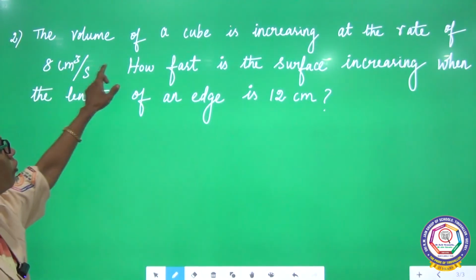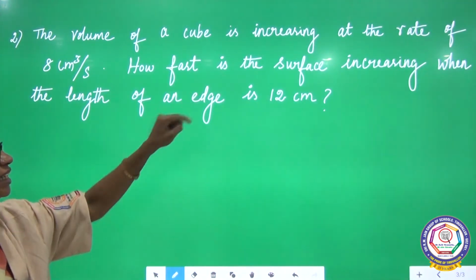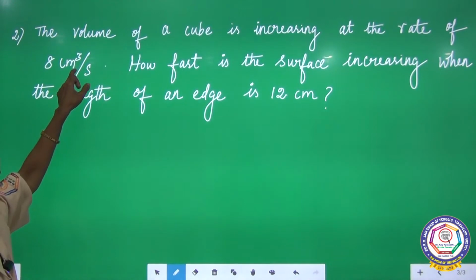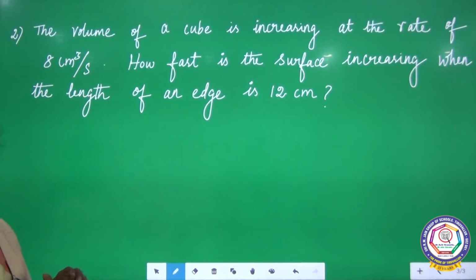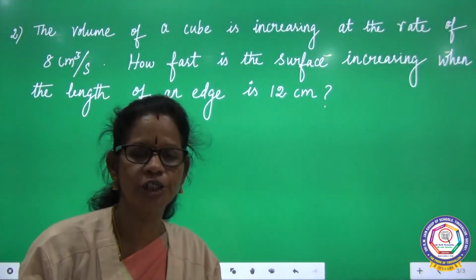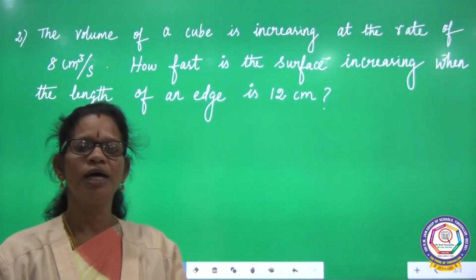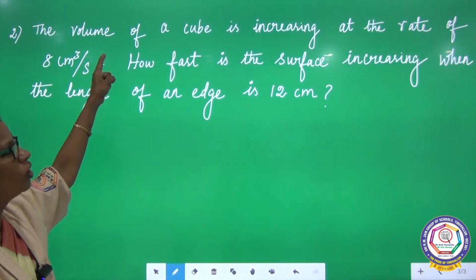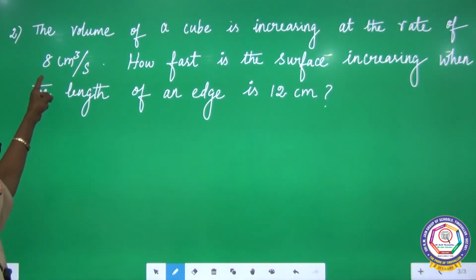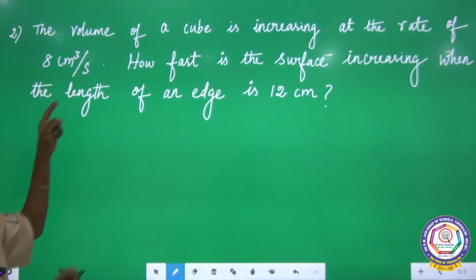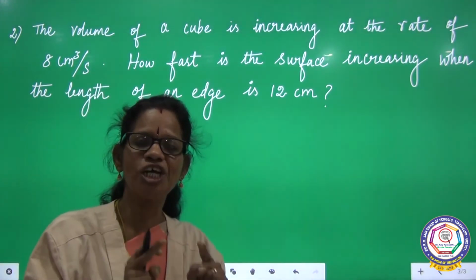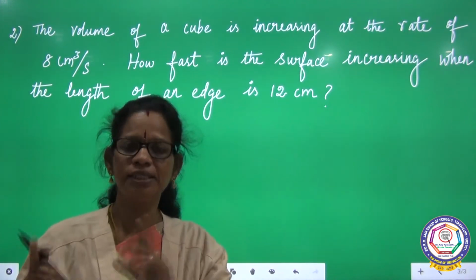See, the volume of a cube is increasing at the rate of 8 centimeter cube per second. At the rate, what comes to your mind? I told you, dV, volume they discuss. So, dV by what? At the rate of 8 centimeter cube per second. The second represents time. Rate of change of volume with respect to time.